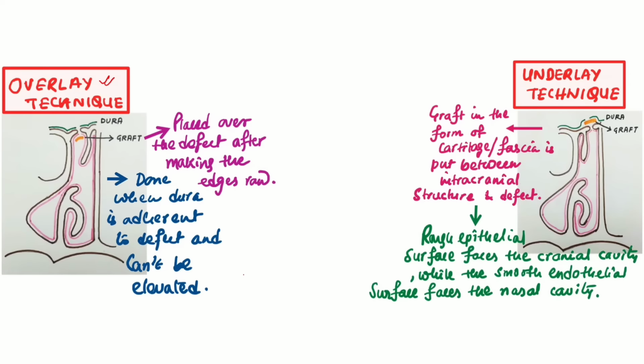So now the overlay technique. In the overlay technique, the graft is placed over the defect after making the edges raw, and it is done when the dura is adherent to the defect and can't be elevated. This is very important.